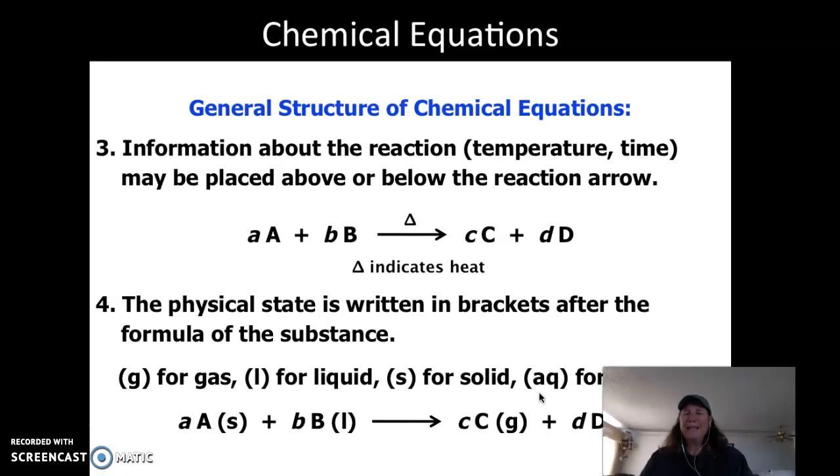And again, a common one that's kind of confusing is AQ. It means aqueous. It just means dissolved in water. So when you see those, you don't have to write them in when you write an equation. It's just telling you what phase they're in.